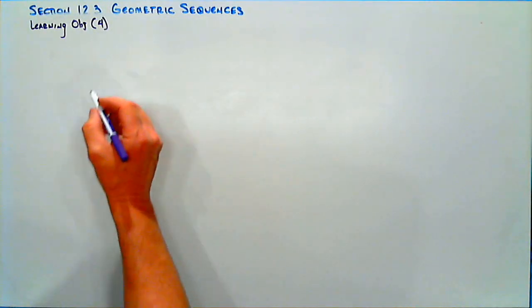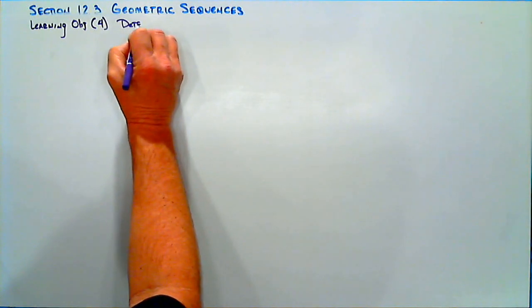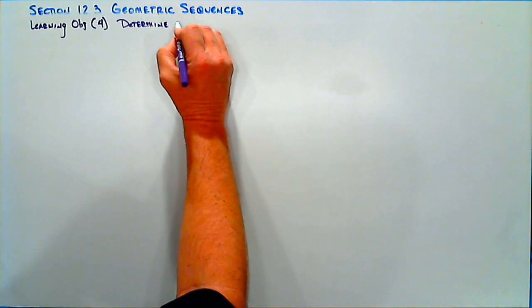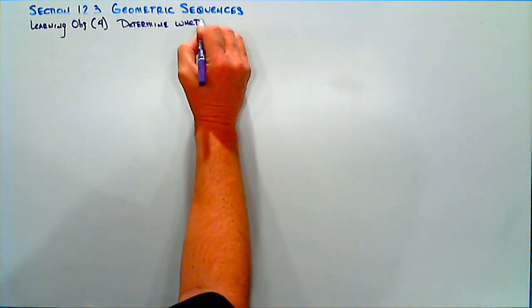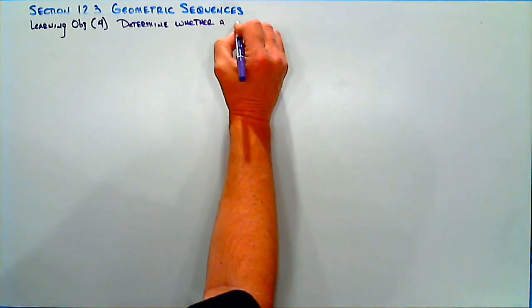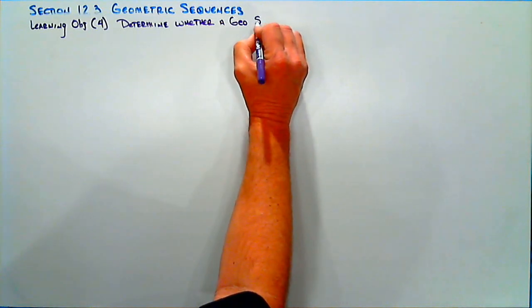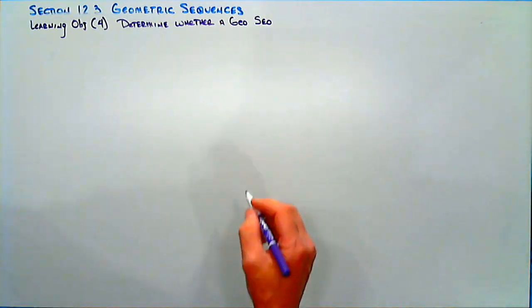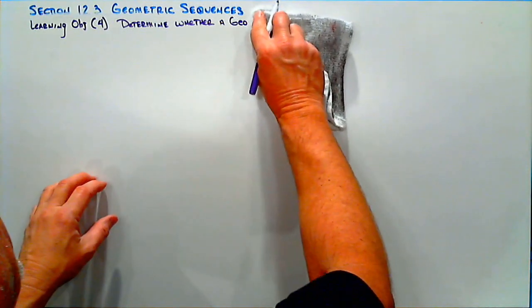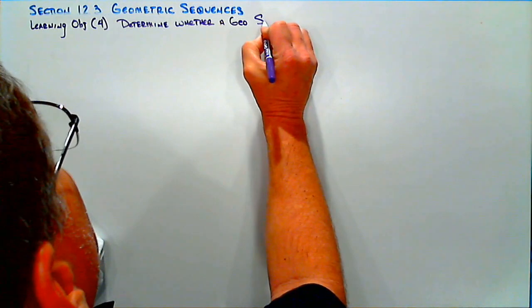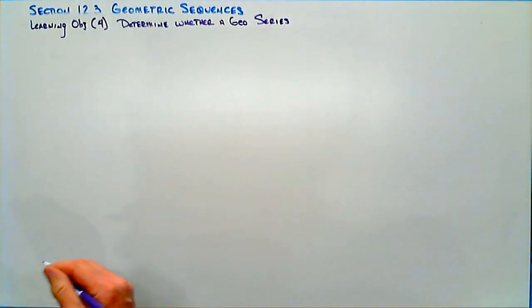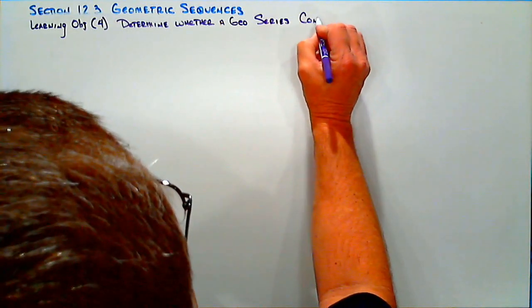What does it say? It says determine, so we've got to make a decision, whether a geometric sequence... Well, hold on a sec. I'm going to change this word, and we'll talk about that in just a second. I'm going to change this to a geometric series converges or diverges?